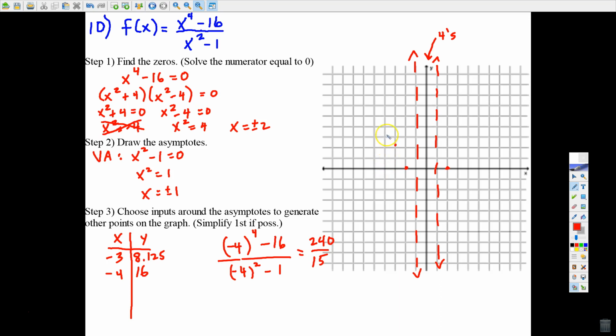-4, 4, 8, 12, 16. Okay, so it looks like I'm headed in this direction. I know I'm going to pass through this point. Looks like as we choose more negative numbers, we're just going to get bigger. Y is going to approach positive infinity.